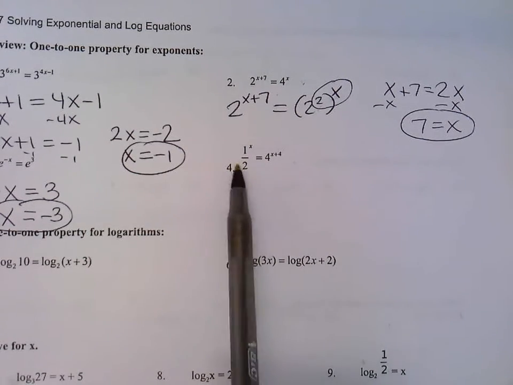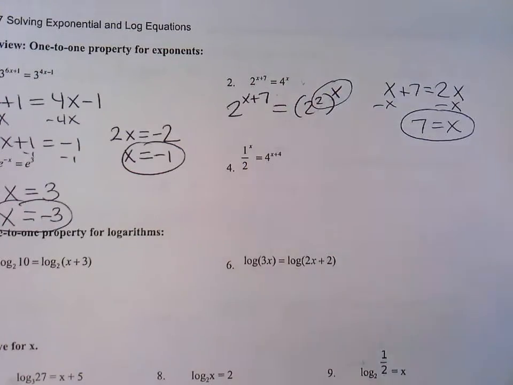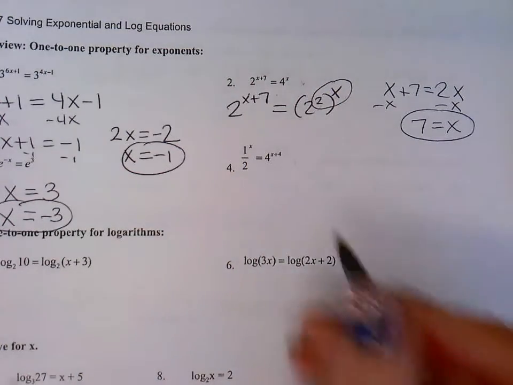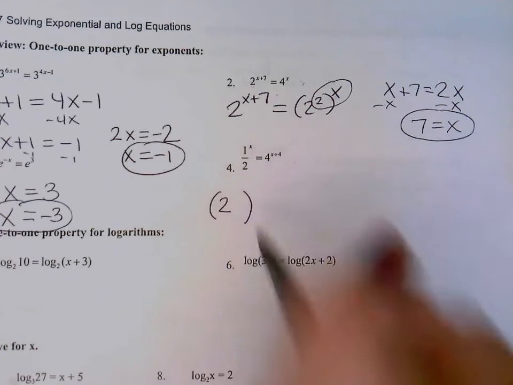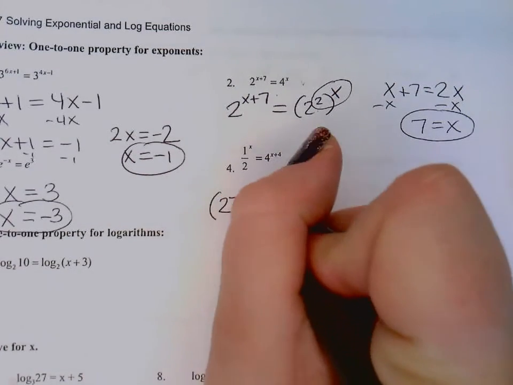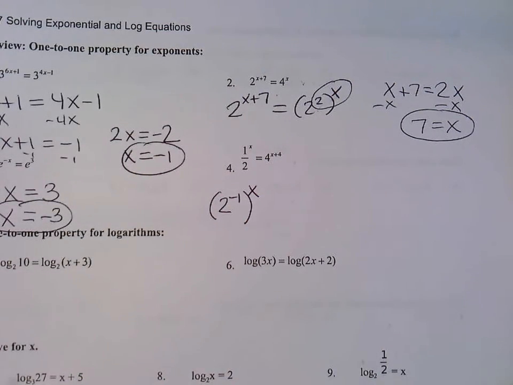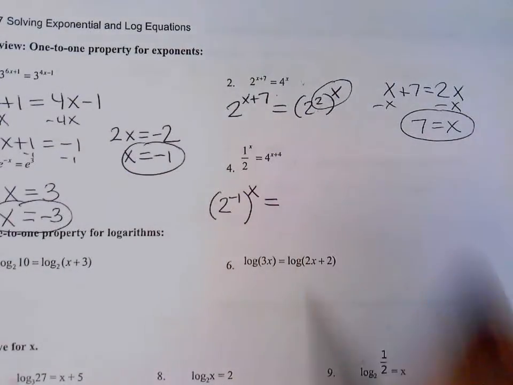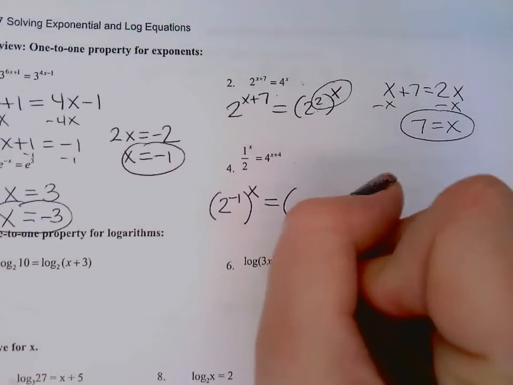All right, these both come from the 2 power family, and they both need to get rewritten. How do I rewrite 1/2? 2 to what power? Yes. And then I've got that x sitting out there. And how do I rewrite the 4? We just did, right? 2 squared.